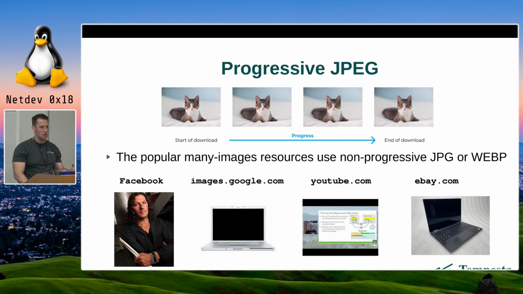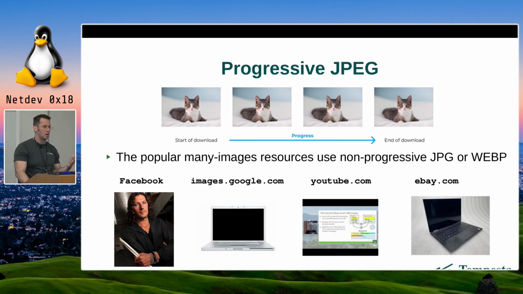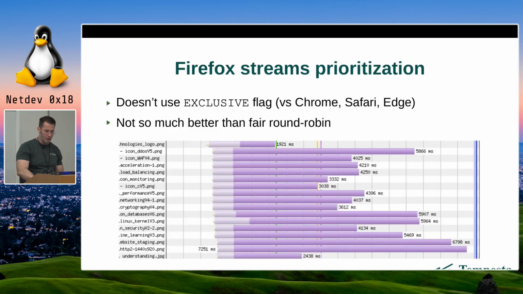We would assume that for such resources, when you have thousands of images like on eBay, or on YouTube, when you have video preview images, Google Chrome would use progressive JPEG. However, it turns out that it's not true. Progressive JPEGs are very resource hungry, and modern sites like this one actually use WebP, a more recent image format, or plain JPEG. So we didn't find any progressive JPEGs in the wild on large resources.